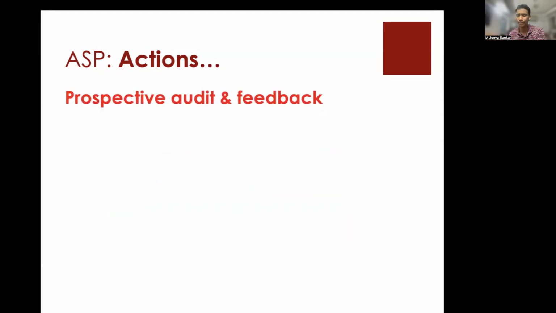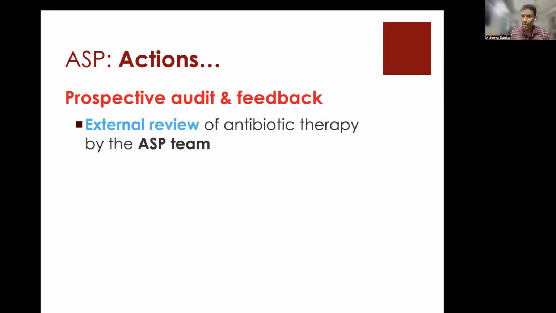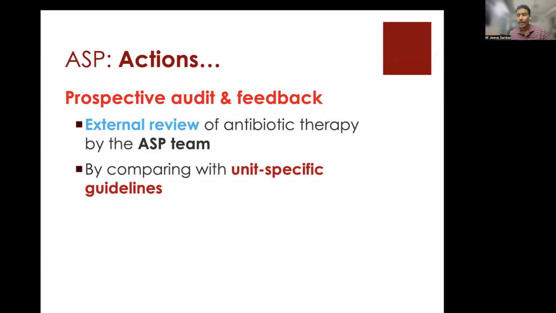The prospective audit and feedback is basically an external review of antibiotic therapy. Every baby who is started on antibiotic therapy, you fill a sheet saying what the indications are, what antibiotic was started, and whether you sent cultures or not, and then that is audited. The sheet is audited along with the case file by the ASP team. If the numbers are small, they can audit all the babies. Otherwise, you can randomly pick a few babies and audit them. And how will you audit?